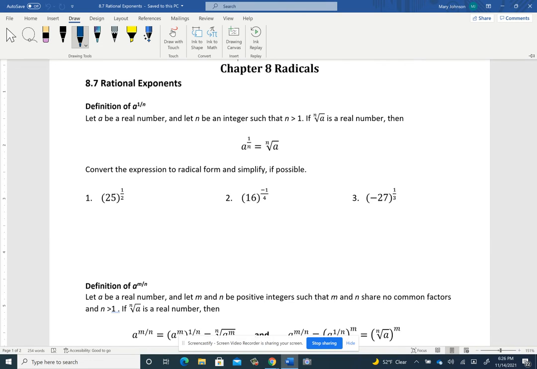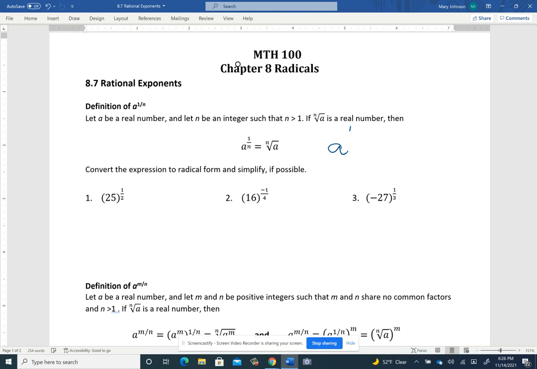The big idea here is to recognize that if you have something like a raised to the 1/2 power, it means the exact same thing as the principal or positive square root of a. The big thing to notice is that the denominator of the fractional exponent winds up being the index of your radical. So if it's to the 1/2 power, that means a square root. If it were a to the 1/3 power, that's going to mean cube root of a. So the denominator tells you what kind of root you have.